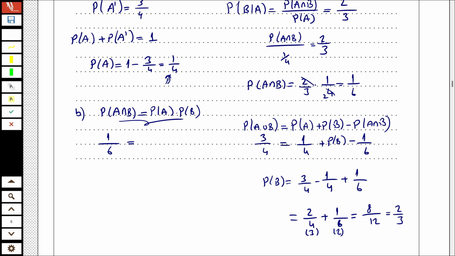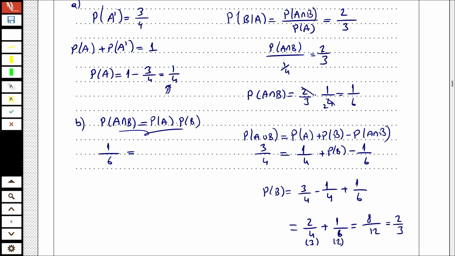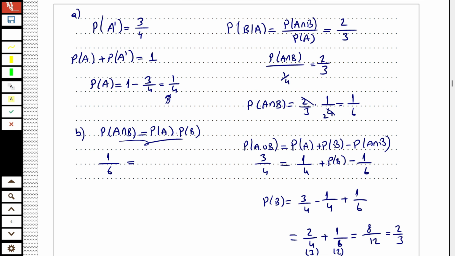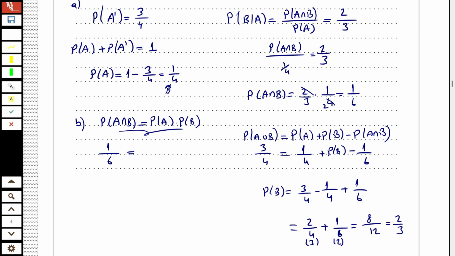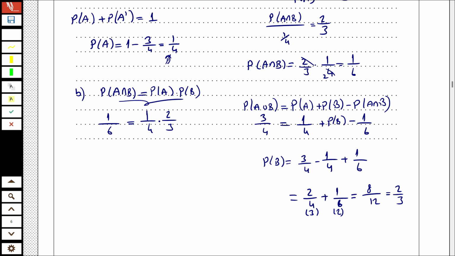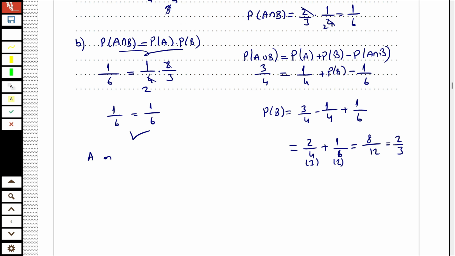And then let's check if there is equation. So probability of A is 1 over 4 times probability of B, which is 2 over 3. Yeah, 1 over 6 equals 1 over 6. You can say that A and B are independent.